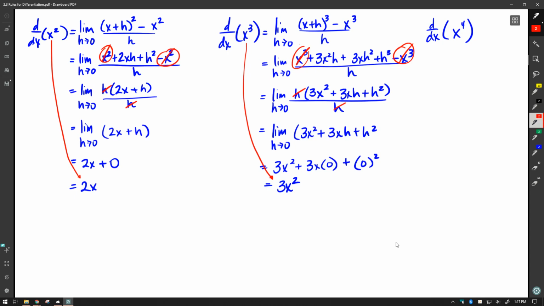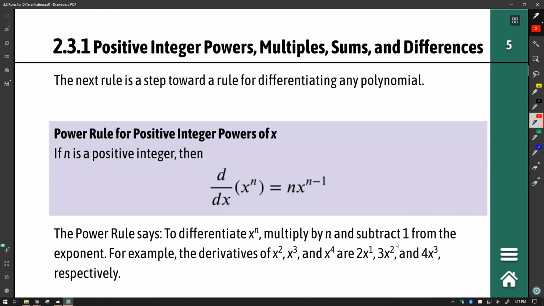So that means we have ourselves a rule, and it's called the power rule. This is a rule that we can use for differentiating polynomials. It says that if n is a positive integer, then the derivative of x to the n with respect to x is equal to n times x to the n minus 1. Essentially, what we do is bring the exponent of the term x to the n down to the front as a coefficient, and we decrease that exponent by 1.